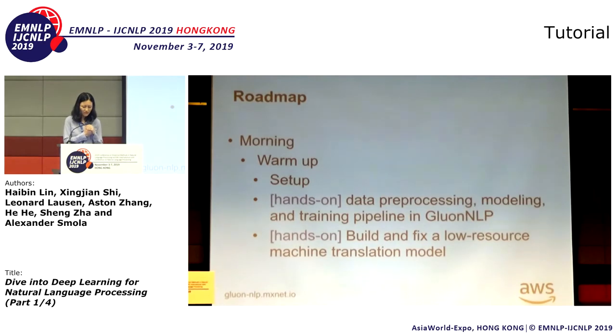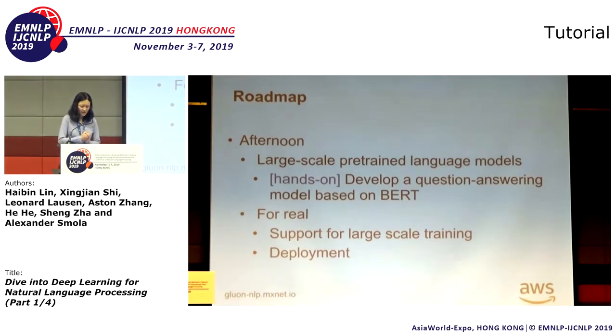Okay, so here is our roadmap for the following sessions. First, we'll have a warm-up session to get familiar with data pre-processing, modeling, and training pipeline in GluonNLP. And after that, we will have a more involved session where we will look at how to build a machine translation system in a low-resource setting, which doesn't work out of the box using existing models. And then we'll see how we can fix or tune some hyperparameters to improve the model. And then in the afternoon, we'll have a brief overview of the large-scale pre-trained language model, specifically the progress in BERT. And then we'll have a hands-on session on developing a question answering model based on BERT and doing some improvements around that. And then in the last part, we'll talk about how to do large-scale training and deployment in a production environment.